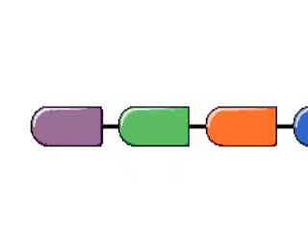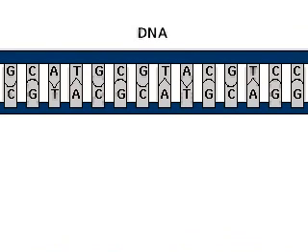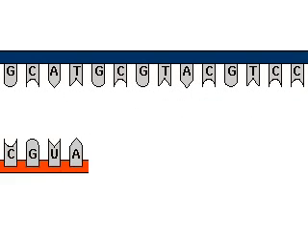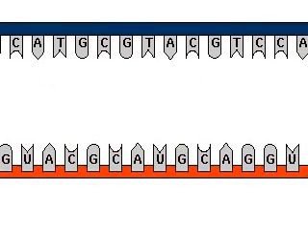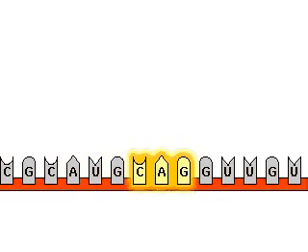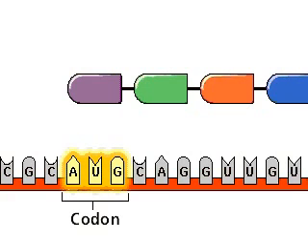The sequence of amino acids in a protein is coded in the sequence of bases in DNA. Therefore, translation, or protein synthesis, begins with the transcription of DNA into messenger RNA, or mRNA for short. The linear sequence of bases in mRNA is then translated into the linear sequence of amino acids in a protein. Each amino acid is specified by a group of 3 bases on the mRNA. This group of 3 bases is called a codon.